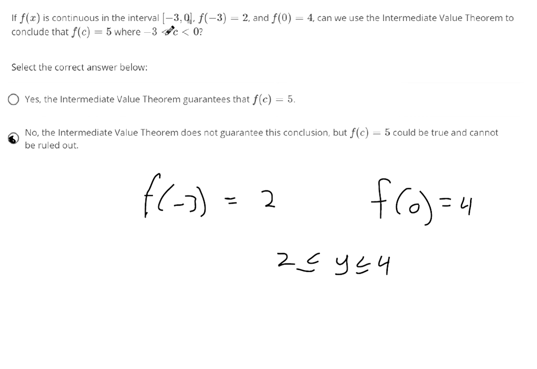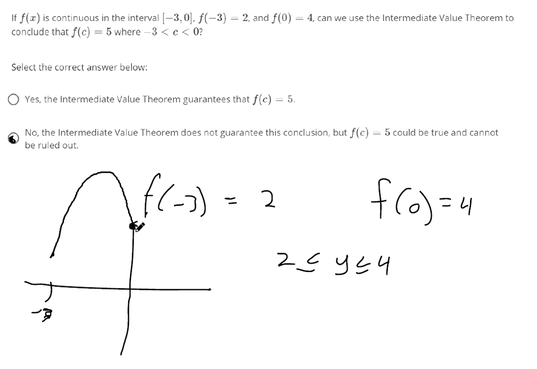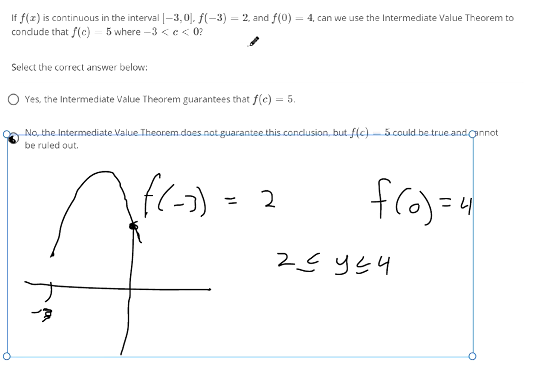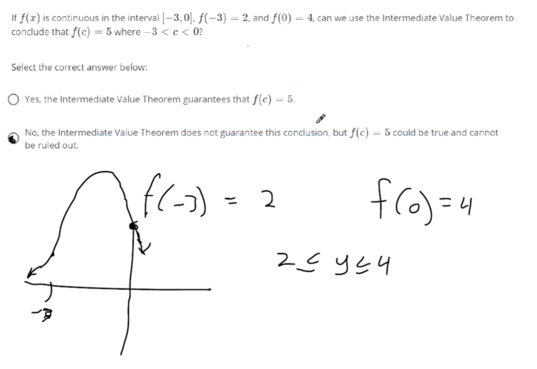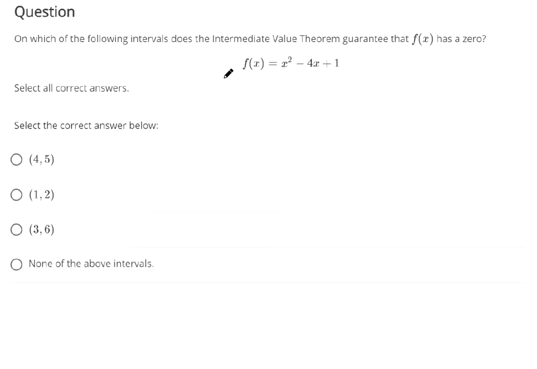It's possible because maybe the function f of x is at y equals 2 when x equals -3, and it's at y equals 4 when x equals 0. Maybe it's a quadratic function that looks like this. Unless they tell us something about the maximum or minimum, or tell us what the actual function is, we can't be sure. The intermediate value theorem can only guarantee that it can be between the lowest and the highest number on that interval. This one's different though because they give us a function f of x, so we can say something about this function.